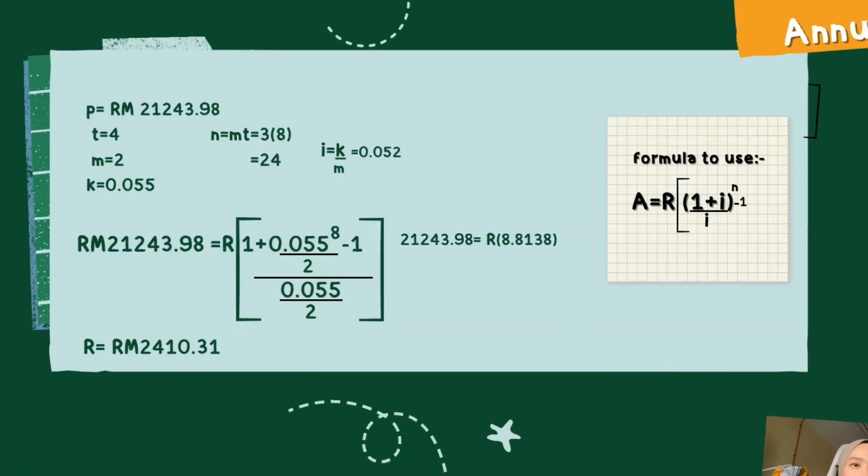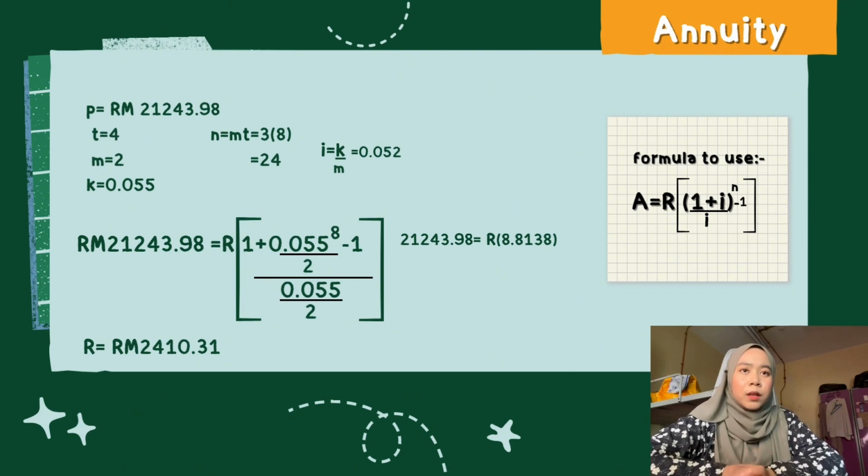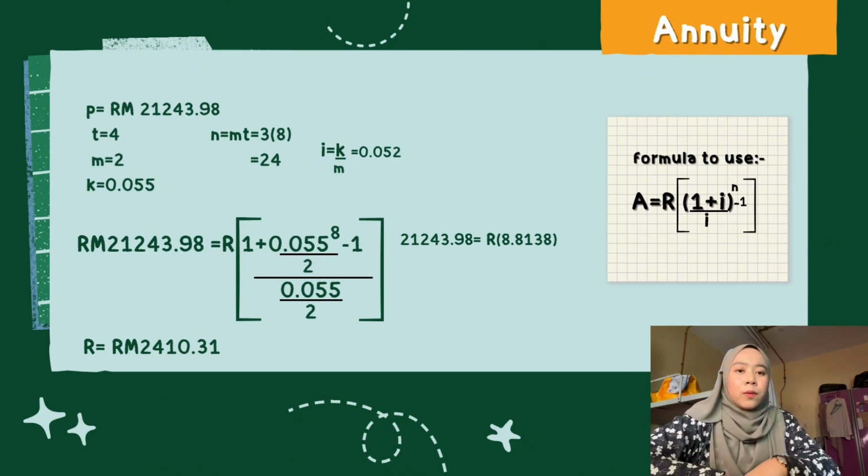Now we need to find the regular payment of R. Step 1, you need to write down the formula for annuity payment. The formula is A equals R times (1 plus i) to the power of n minus 1, over i. So A is the total future value, which is RM 21243.98. R is the regular payment we need to find.